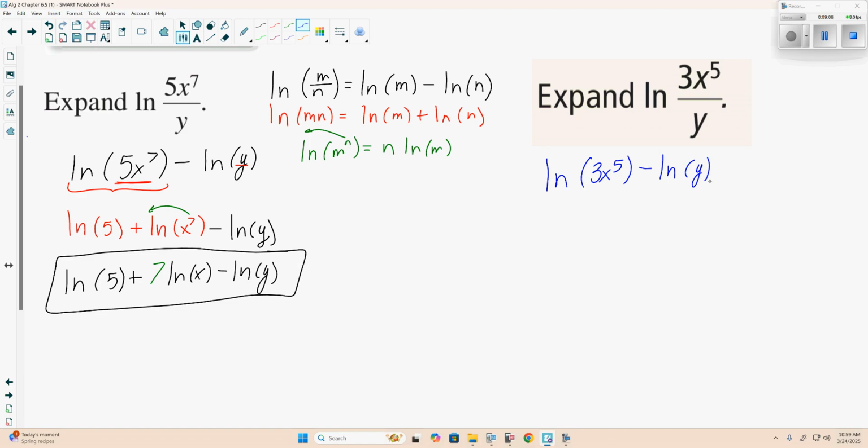From here, we're going to apply our product property. Natural log of y, it's by itself, but the 3x to the 5th, we do have two things being multiplied together. So we can rewrite this as a sum of the terms being multiplied together. So the 3 and x to the 5th are being multiplied together. So we could rewrite it as the natural log of 3 plus the natural log of x to the 5th. Questions on this here?